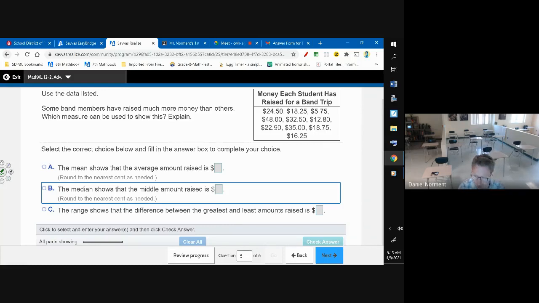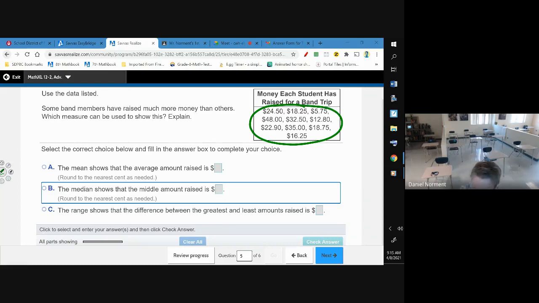The mean shows that the average amount is raised. So you're going to have to add all these numbers together. Okay? Here's what I would do. I would look at the whole numbers first. I'll do half of this for you.